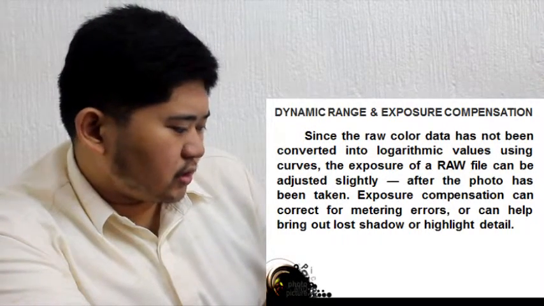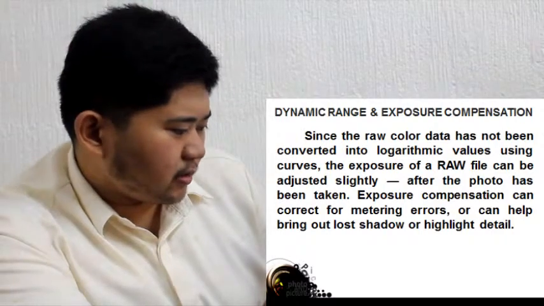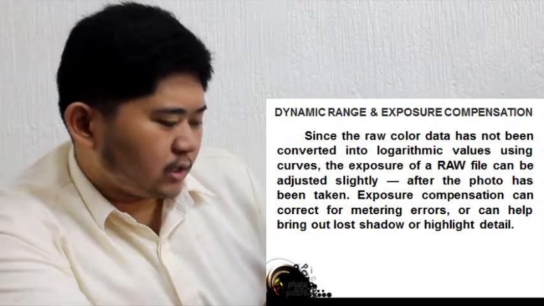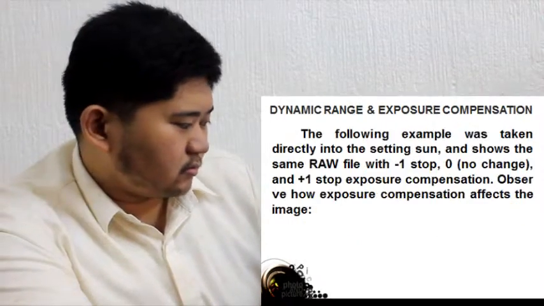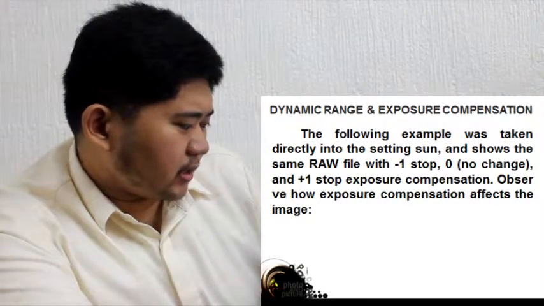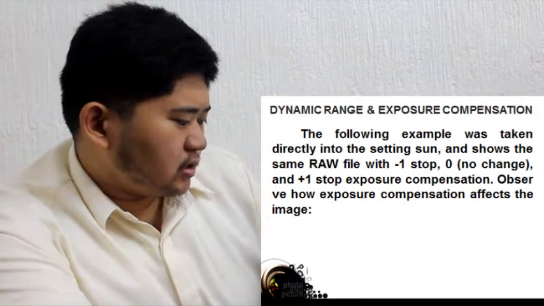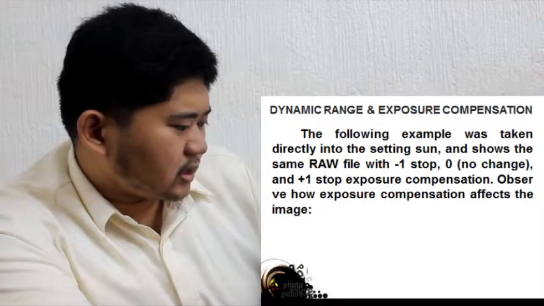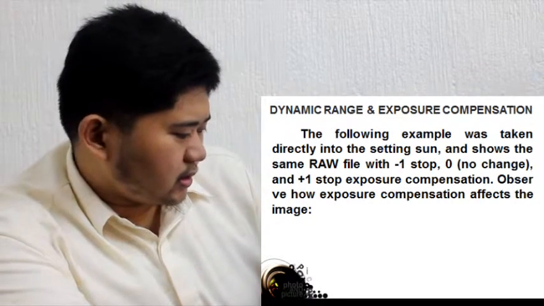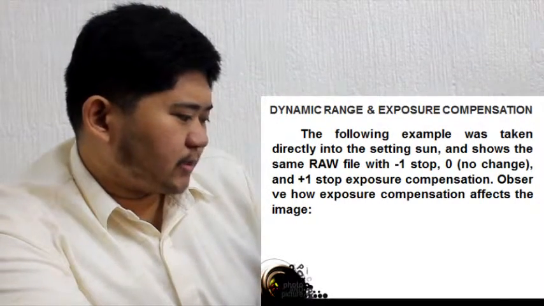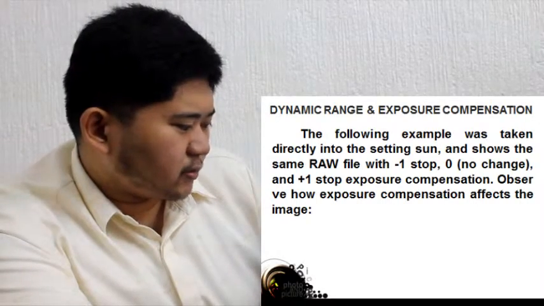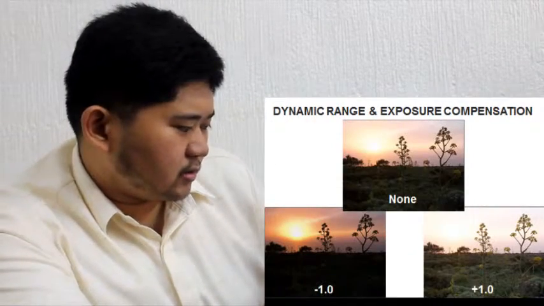Exposure compensation can correct for metering errors or can help bring out lost shadow or highlight details. The following example was taken directly in the settings and shows the same raw file with -1 stop, 0 or no change, and +1 stop exposure compensation. Observe how exposure compensation affects the image.